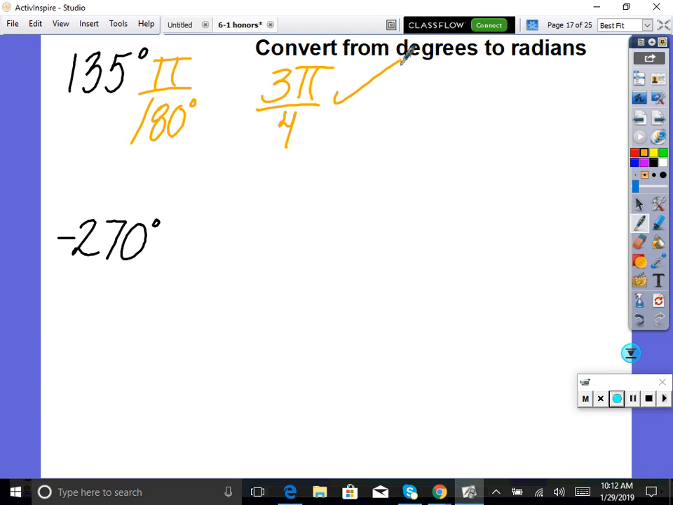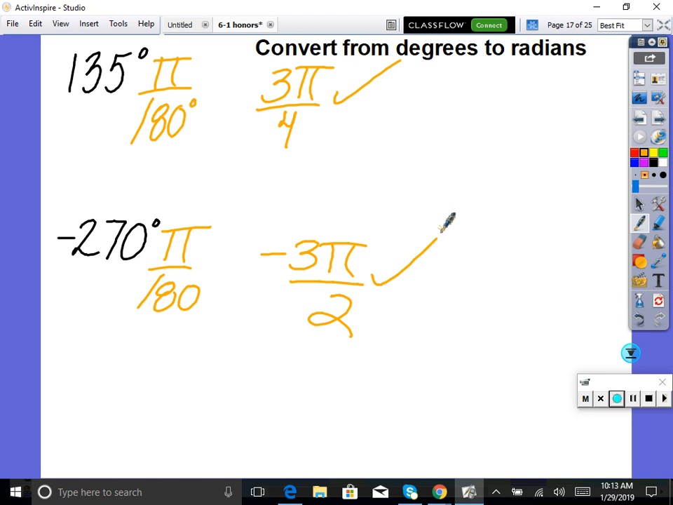Does everybody agree? So we times by pi over 180. So then you do negative 270 divided by 180. Math, enter, enter. And you get negative 3 halves. So that'd be negative 3 pi over 2. So you can just use your calculator to be efficient and quick.